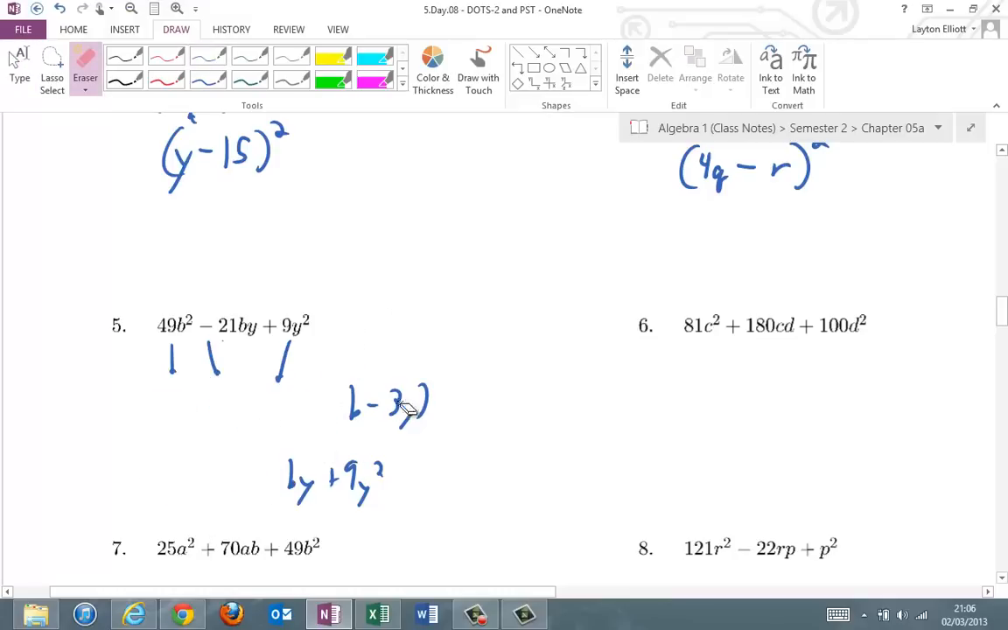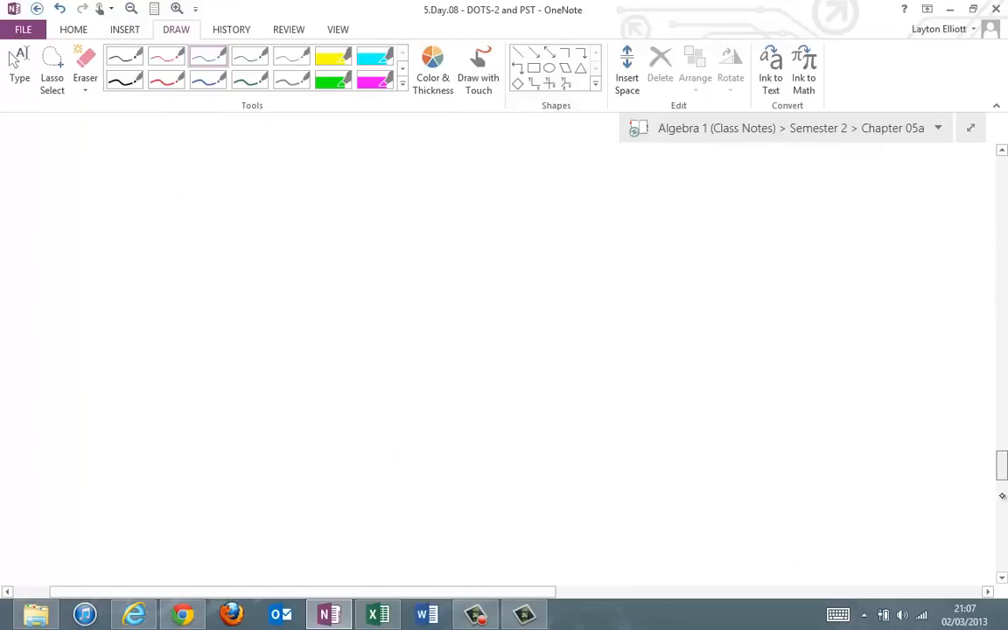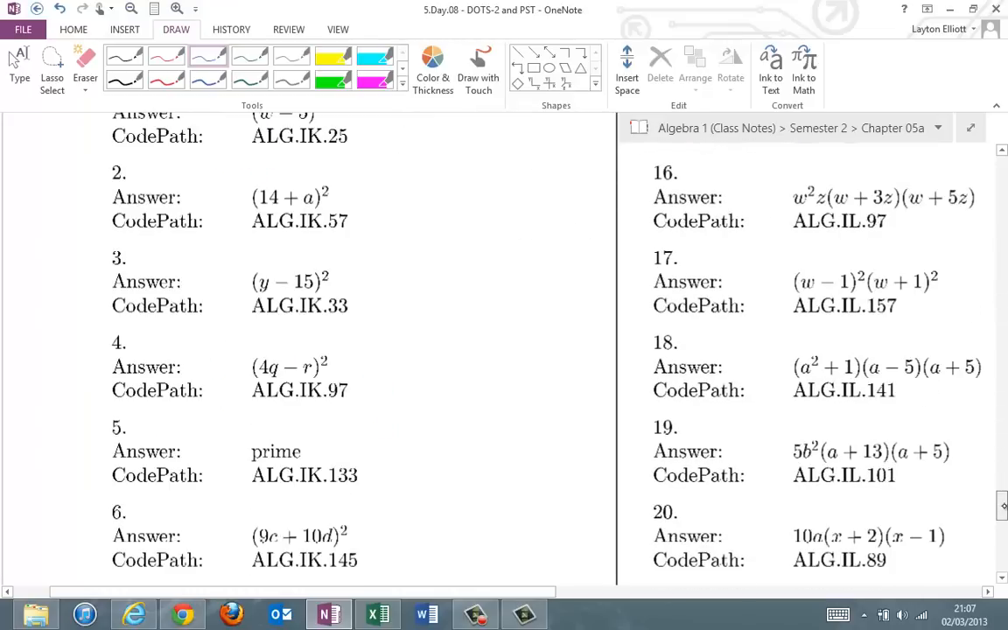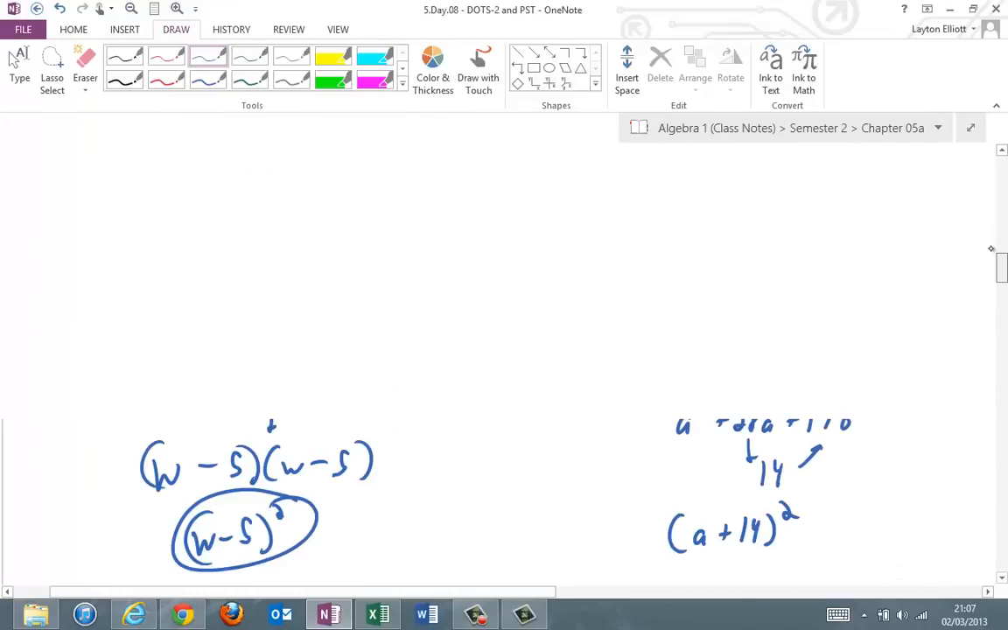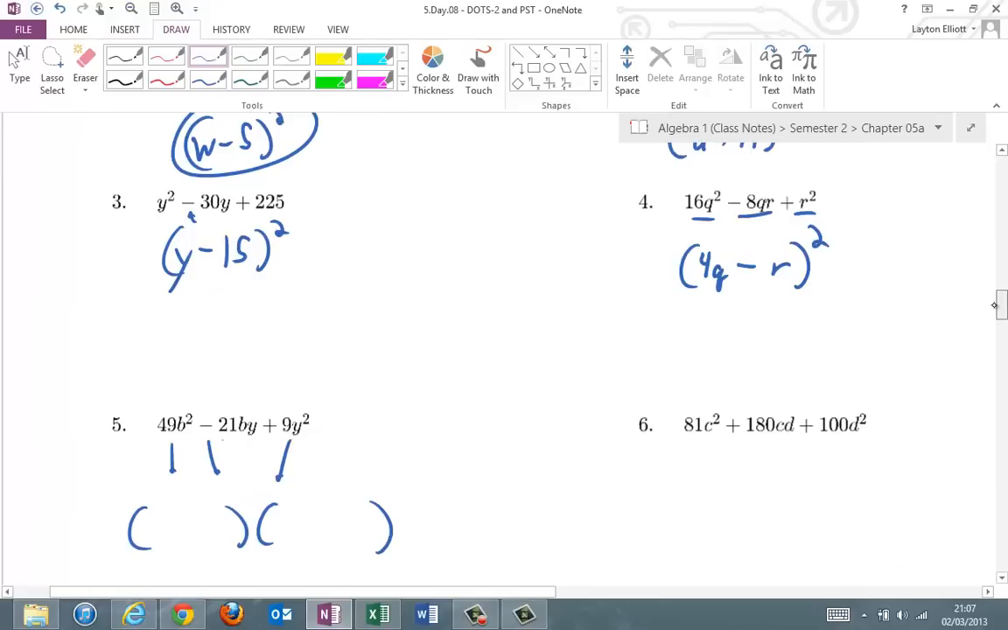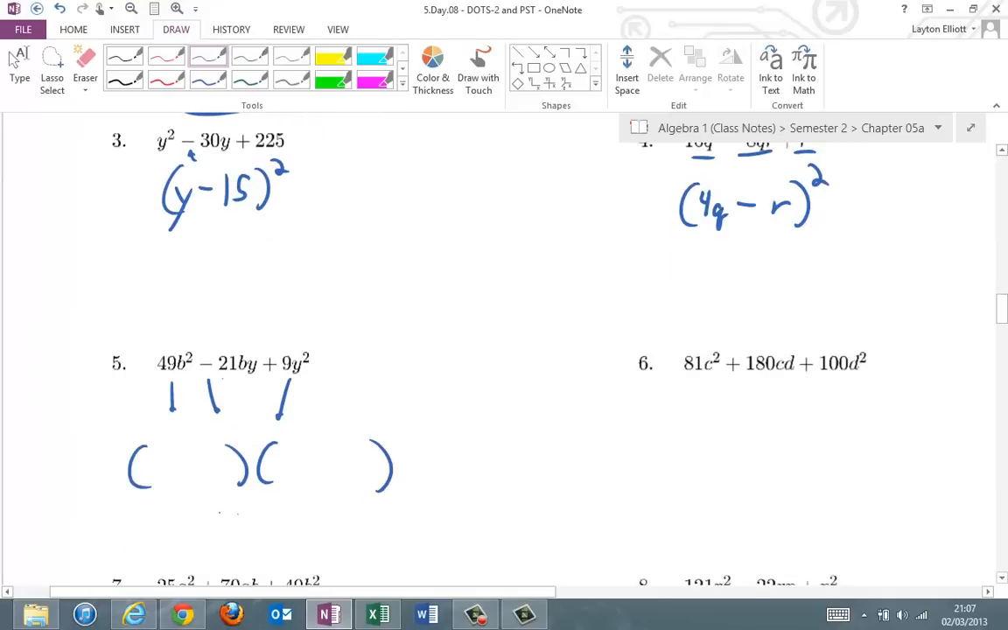You could, I'm going to erase this, but you should keep your work there. What you could do is separate this out and try other means, but I don't think this one ends up working. Let's cheat and look at the answer key for this. It says prime. So this one is in fact prime, which means that we're kind of done with it. So my point with this was to check the middle term, and that middle term didn't match. So you can't always assume it's going to match.